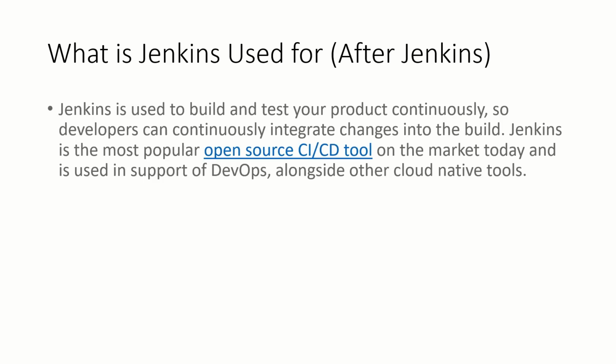So what is Jenkins used for? Jenkins is used to build and test your product continuously. Each time someone commits changes, it will start the build, start the test and then start the deployment. If anything is failing, the developer will immediately get notified and then start working on the errors. So the developer can continuously integrate changes into the build. Jenkins is the most popular open source CI/CD tool on the market today and is used in support of DevOps alongside other cloud native tools. Let me go to the next slide.